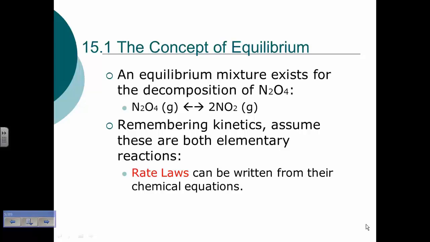It's a balanced equation. Remembering kinetics, we assume that these are both elementary reactions. Now I'm going to take us back and stress what I've just said.